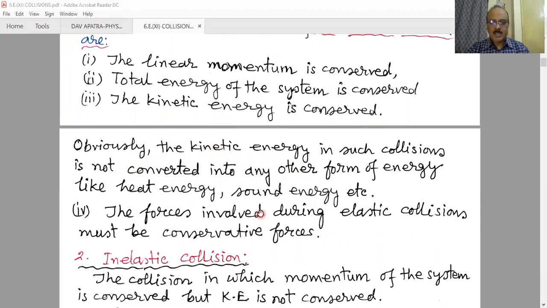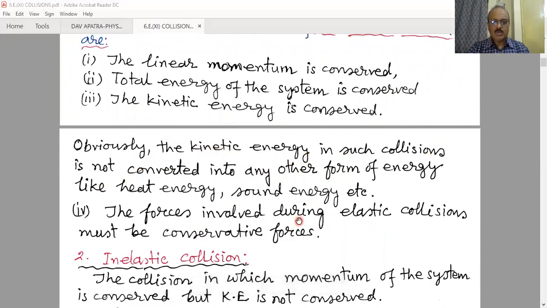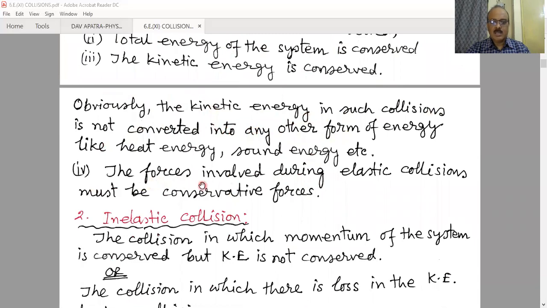That means the collision forces involved during elastic collisions must be conservative forces. Otherwise, if one or more non-conservative forces are involved in the collision process, in such a case, some amount of kinetic energy will be converted into heat energy, sound energy, or another form of energy. In such a case, the total kinetic energy will not remain conserved. Here, the key point is that kinetic energy is conserved. The linear momentum and total energy will be conserved in any type of collision. These are the common features. And another special point is in perfectly elastic collision.